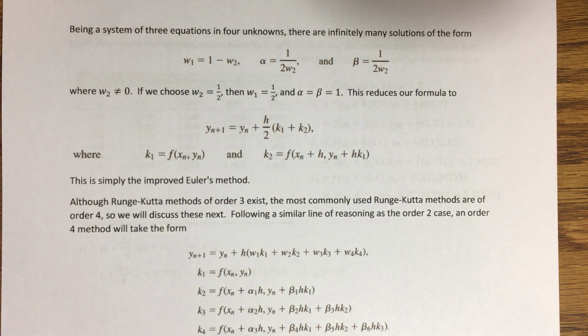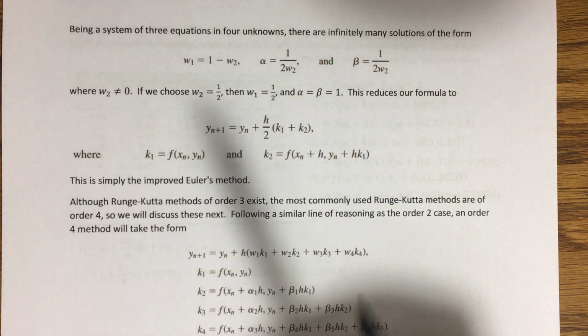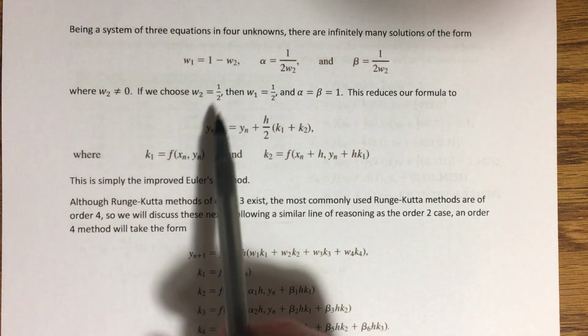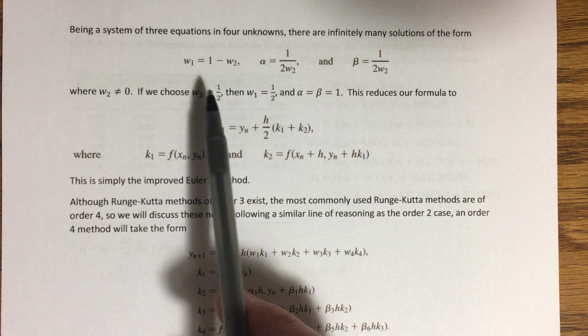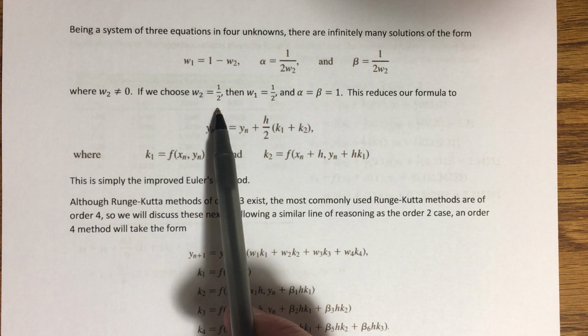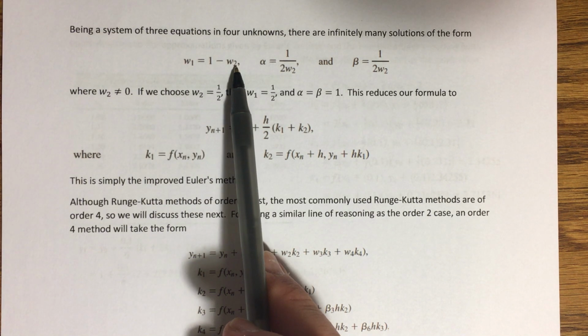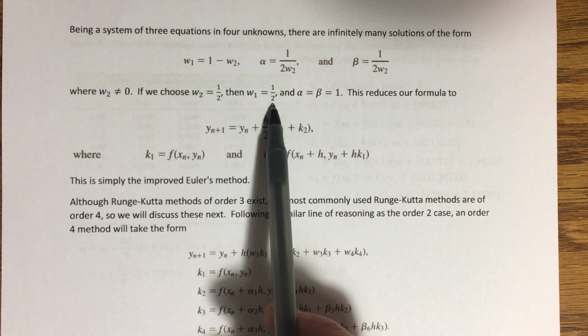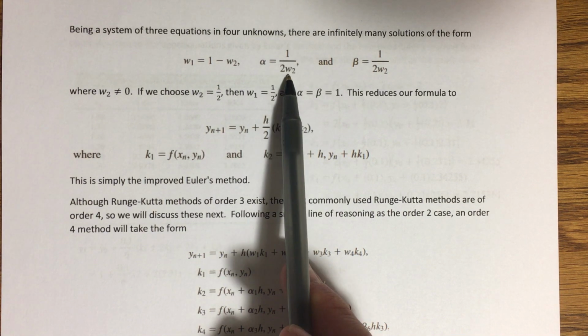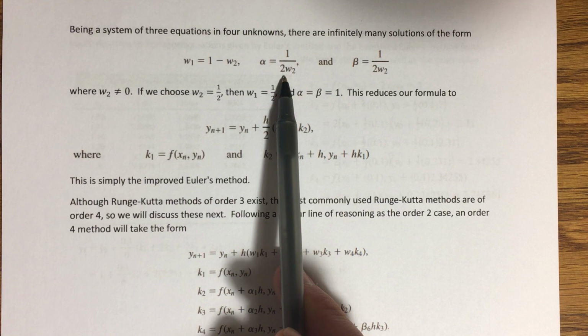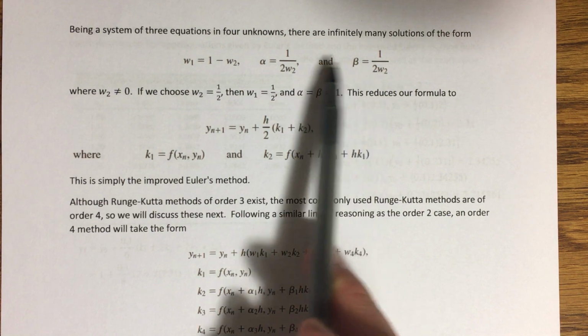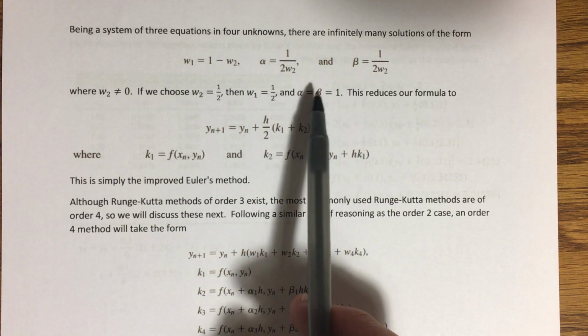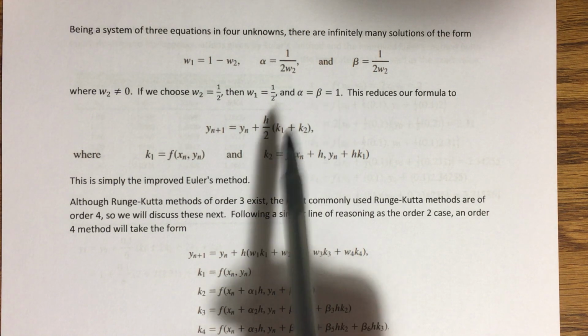However, depending on how we select those points, we may obtain a familiar method that we have already looked at. So to show that, let's select W2 to equal 1/2. Well, then W1 is equal to 1 minus 1/2, which is 1/2. 1 over 2 times 1/2 is 1 over 1. And that would be the same thing in both of these cases. Alpha and beta would both be equal to 1 in that case.